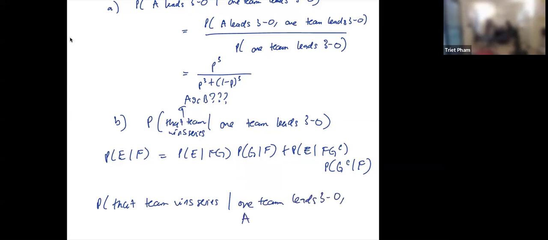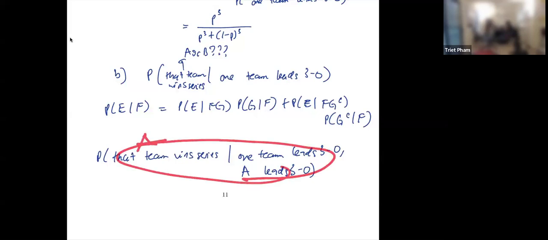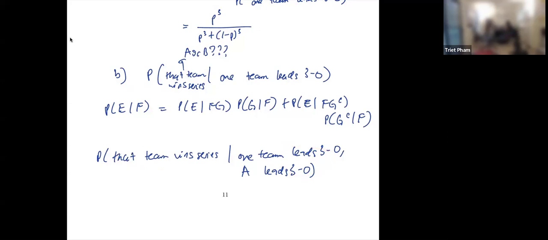And then we say A leads. So if we throw this extra information in, doesn't that clarify the whole thing? And we're talking about A here, so we will multiply back with P of A leads. I'll drop the 3-0, okay? Does that make sense? So G here, what we need is who leads 3-0, A or B. That's what we need.